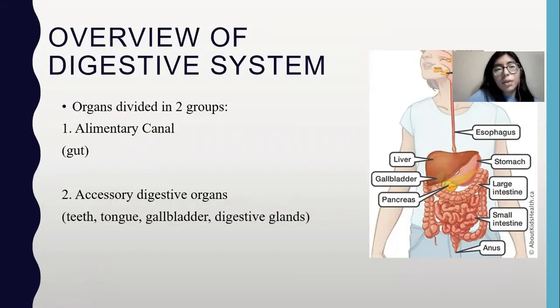The digestive system organs are divided into groups. The alimentary canal, the gut, is like a tube that runs from the mouth to the anus. It is made up of the mouth, the pharynx, the esophagus, the stomach, the small intestine, the large intestine, and the anus. The accessory digestive organs are the teeth, the tongue, the gallbladder, and the digestive glands, which are the salivary glands, the liver, and the pancreas.